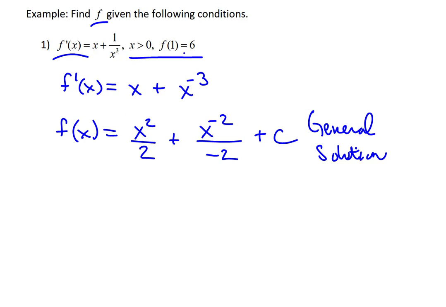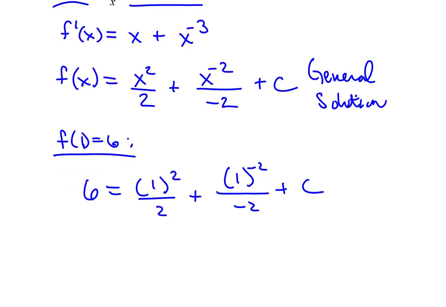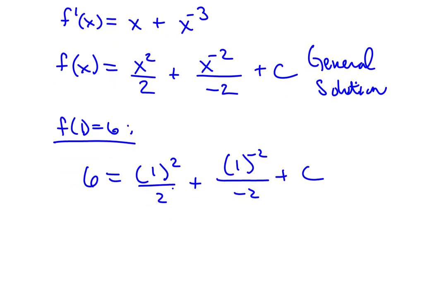So if f of 1 is 6, then what that tells us is that I can say 6 equals, and then I can plug in 1 for x in this antiderivative formula that I've been constructing already. And so I'll have 6 equals, really it's 1 squared over 2 instead of the x squared over 2 that we had previously. And then it's 1 to the negative 2 over negative 2, again for that second term up there, and then plus c.